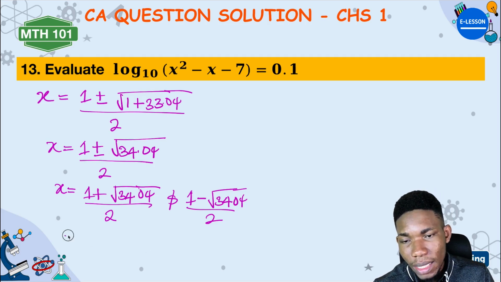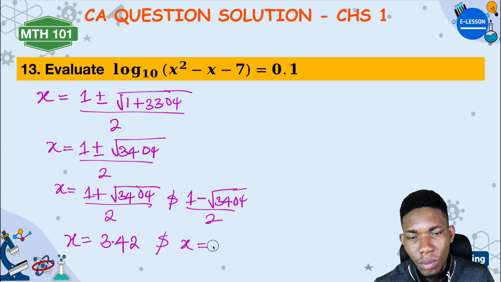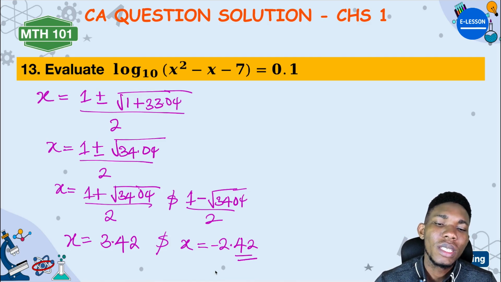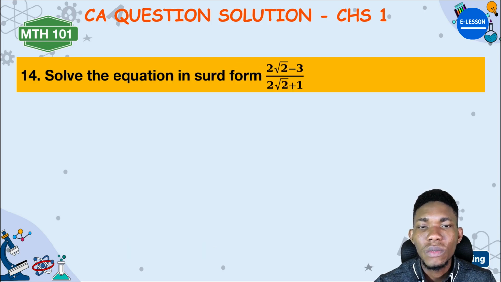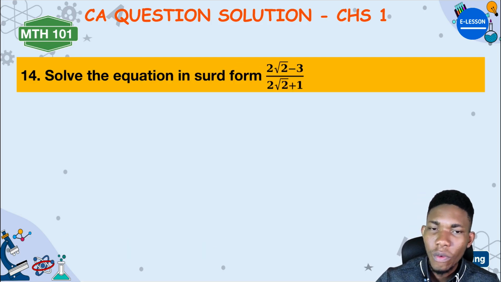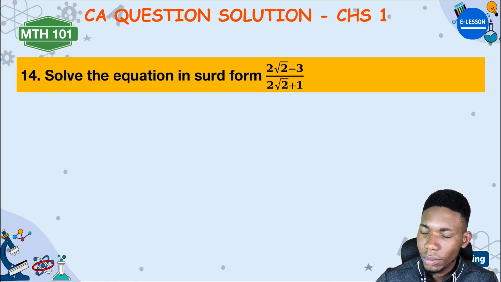Now, when you simplify this, press it to your calculator. This will give us 3.42 and x minus 2.42. Any one of these actually goes as the answer to this question. Is that okay? Let's look at the next one. The next one says solve the equation in surd form.